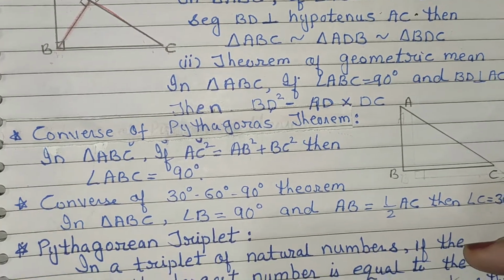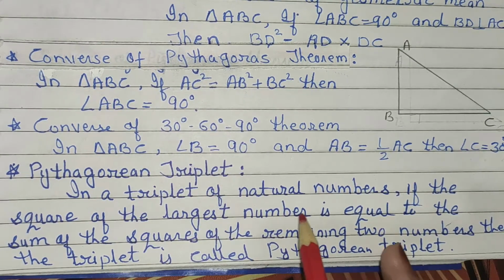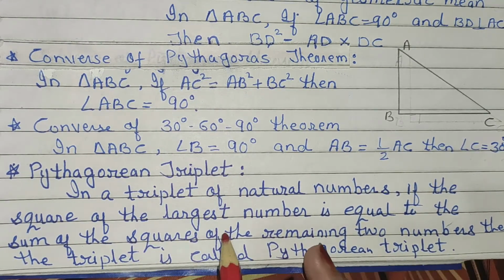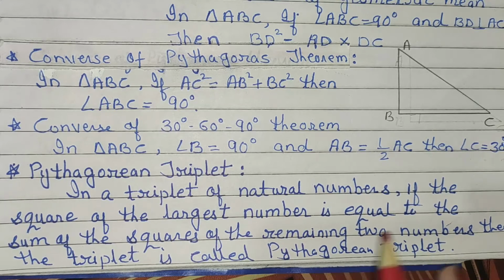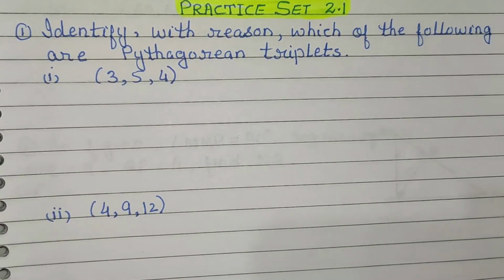Now next topic is Pythagorean triplet. In a triplet of natural numbers, if the square of the largest number is equal to the sum of the squares of the remaining two numbers, then the triplet is called Pythagorean triplet. Let us see how to solve practice set 2.1.